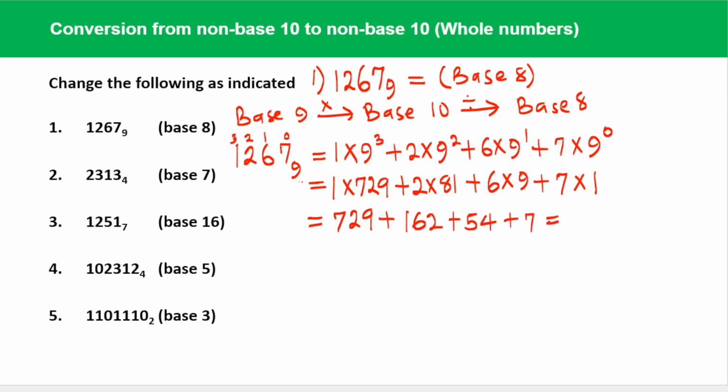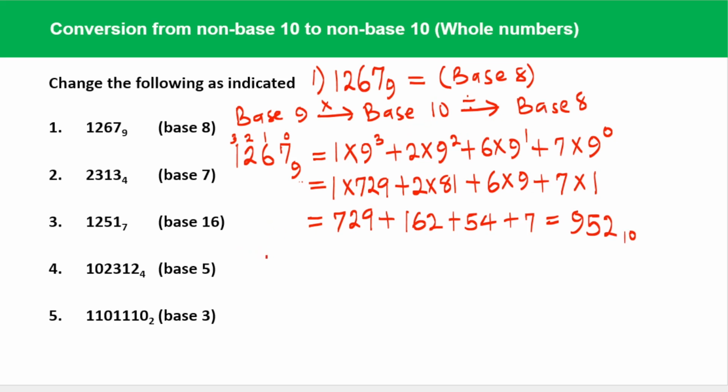Finally, our last step will be to add all these values together. So we have 729 plus 162 plus 54 plus 7. That will give us 952 base 10. Now we have just succeeded in changing from base 9 to base 10. Now we move from base 10 to base 8.